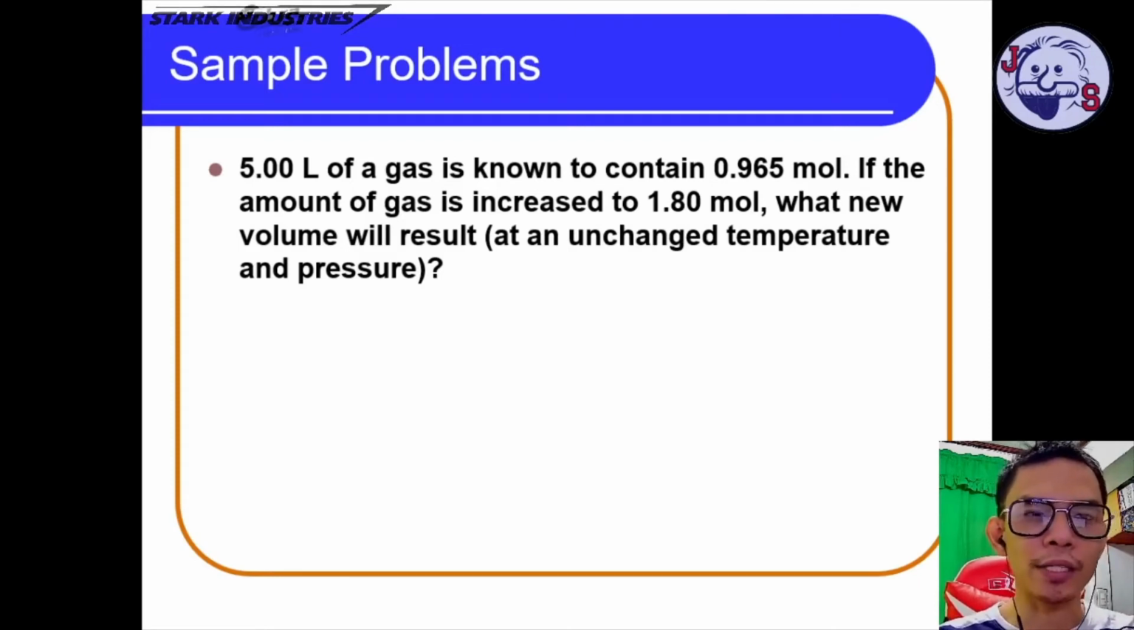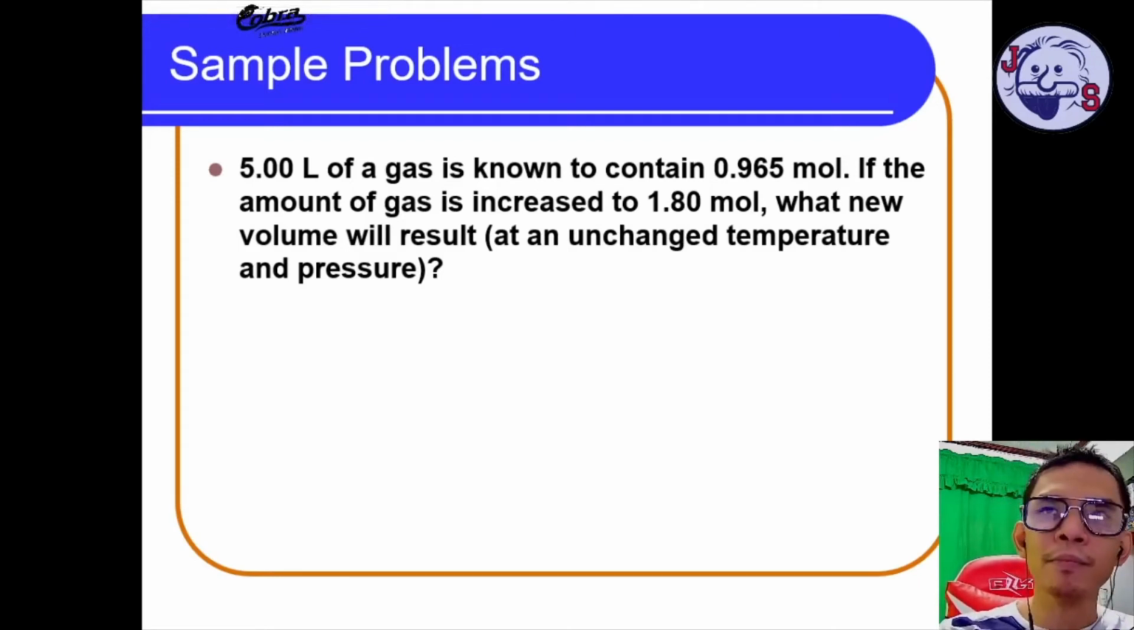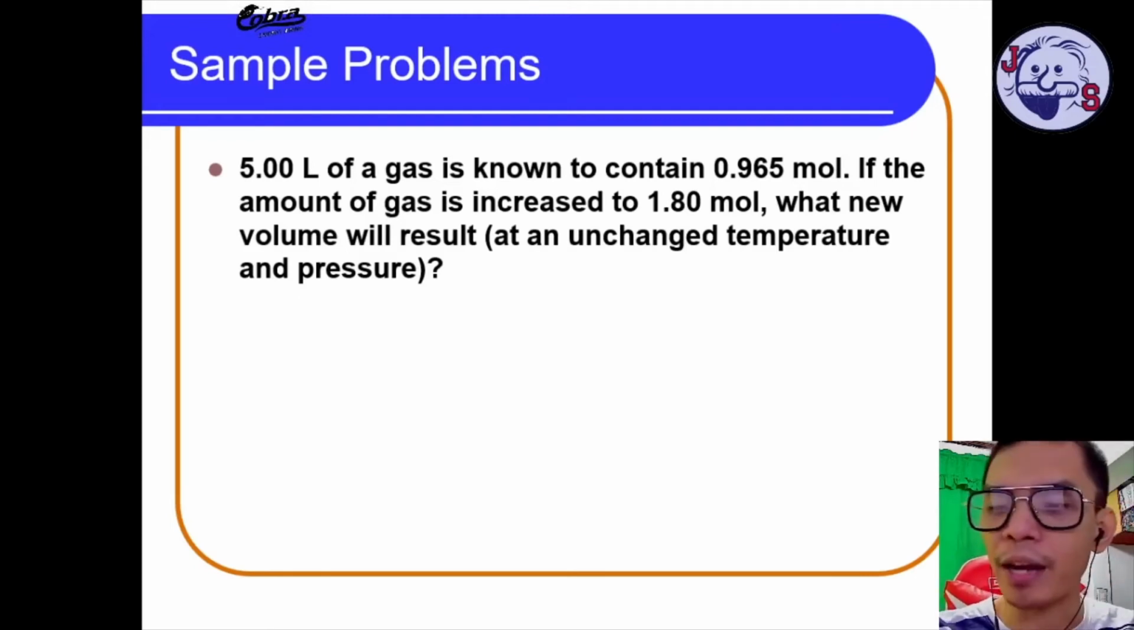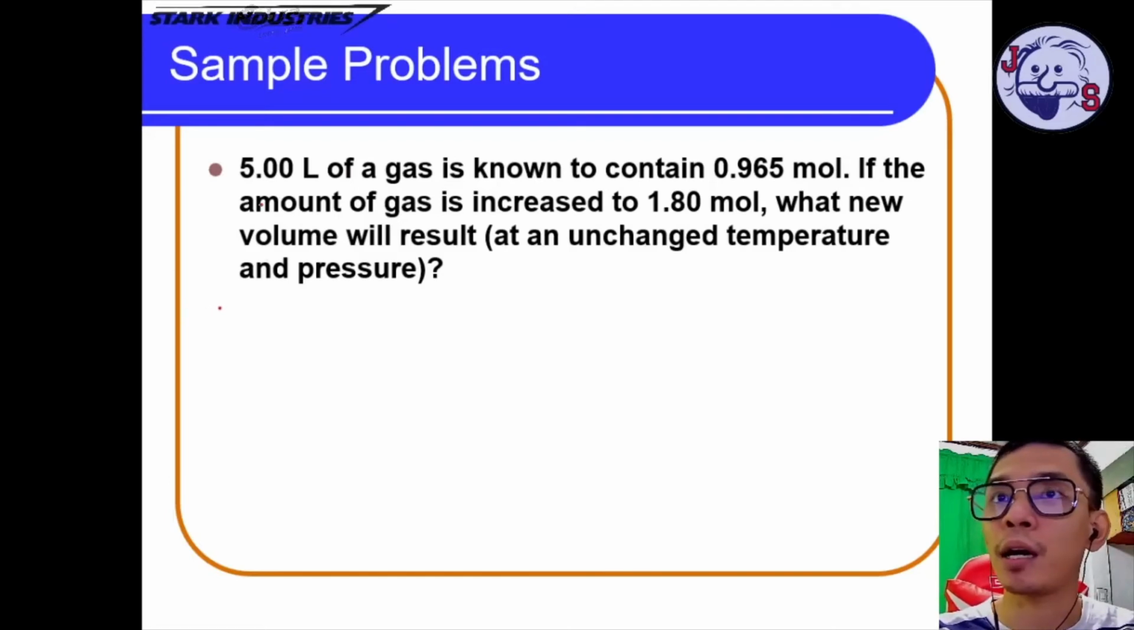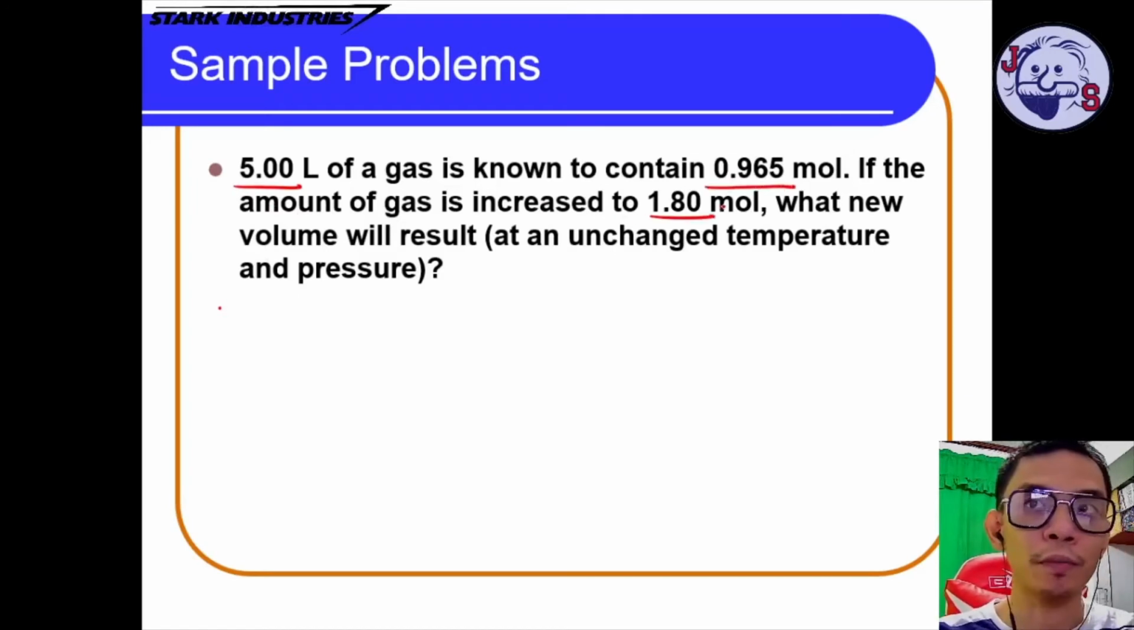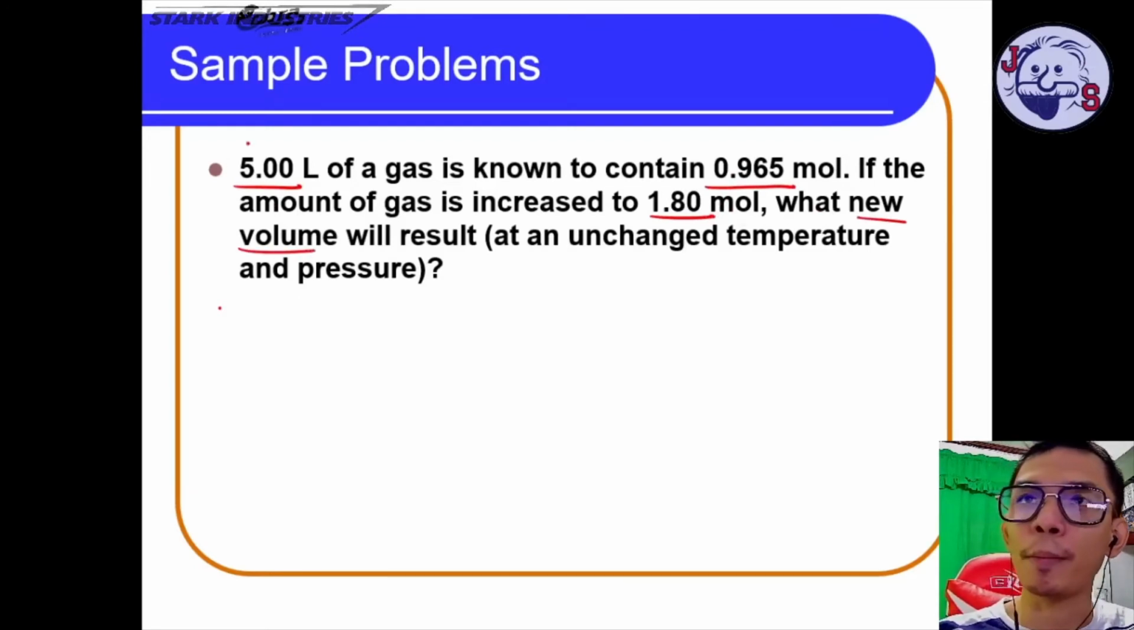Okay, so let's take a good look at this problem. Let's first write the variables present in this problem. The first one is the 5, and we have the 0.965, and the 1.80 mole. We are asked to find the new volume, so probably this one is the V1.